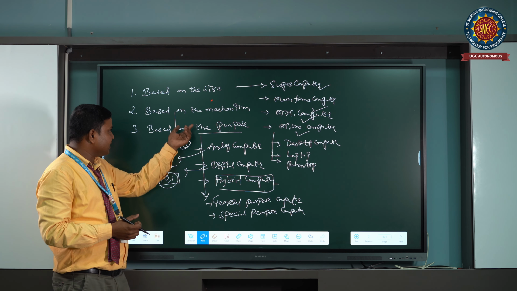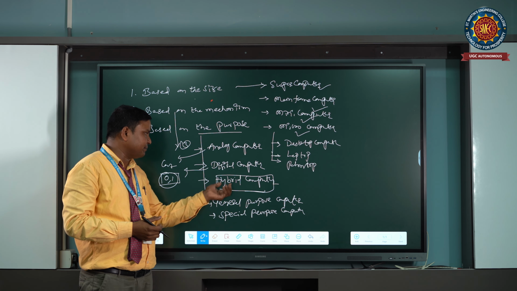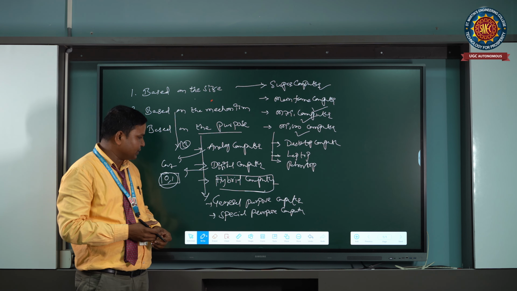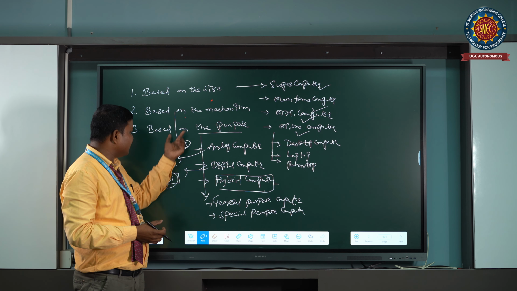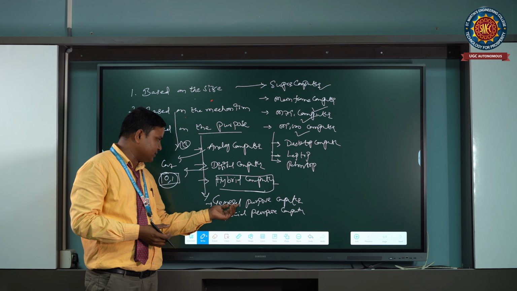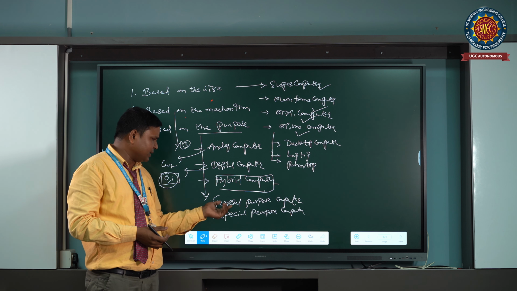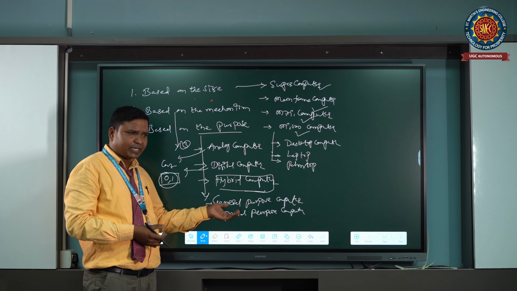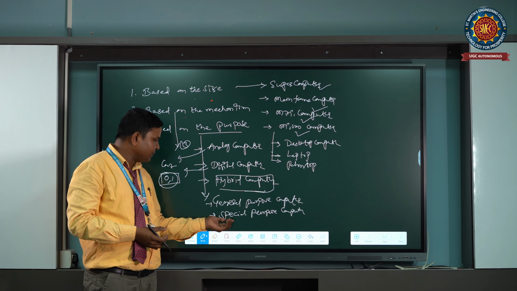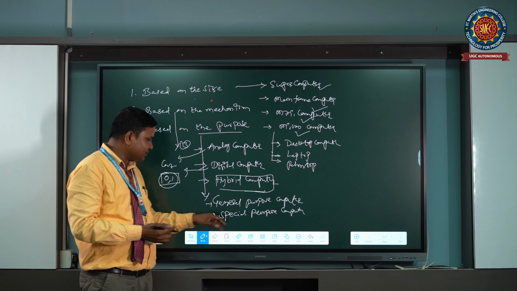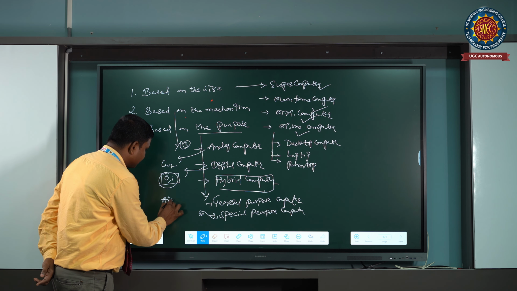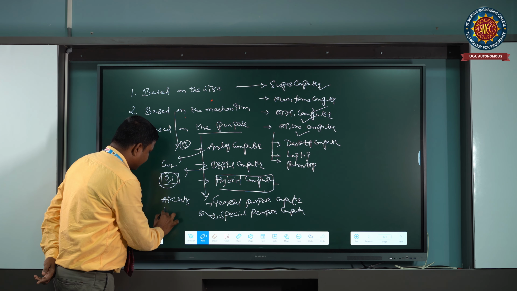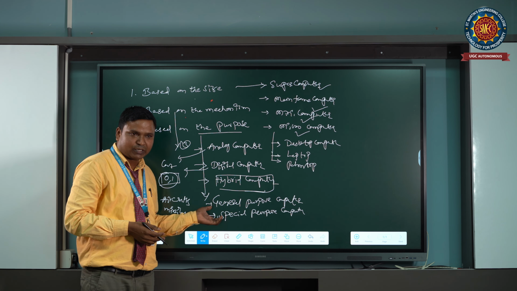Coming to the next one, the mechanism: analog computer, digital computer and hybrid computer. This is the information related to the mechanism. Coming to the purpose, there are different categories: general purpose and special purpose. General purpose is what we normally use, like for business. Special purpose examples are aircraft and missiles. In this way we need to use these special purpose computers.